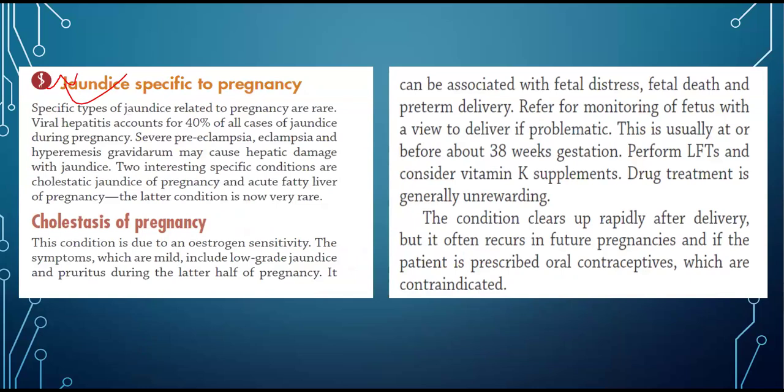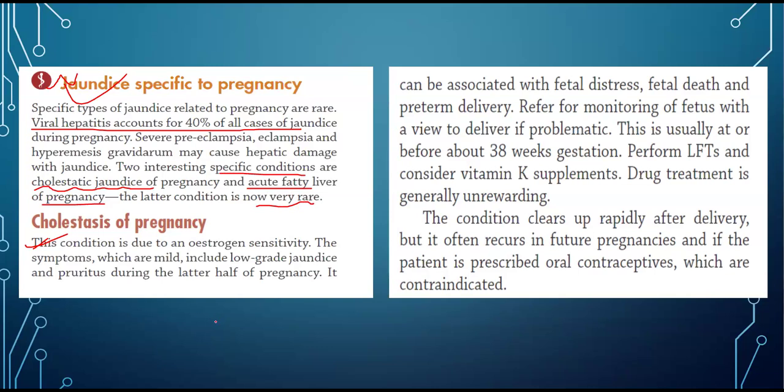Jaundice is specific to pregnancy. So there is a condition called cholestasis of pregnancy that sometimes comes in exam, so we'll discuss that. If the question asks what is the most common cause of jaundice during pregnancy, that's viral hepatitis. In 40% of cases, that is the cause. Two specific conditions that cause jaundice in pregnancy are cholestatic jaundice and acute fatty liver. Acute fatty liver is very severe and very serious, but it's very rare as well. It doesn't come in exam.